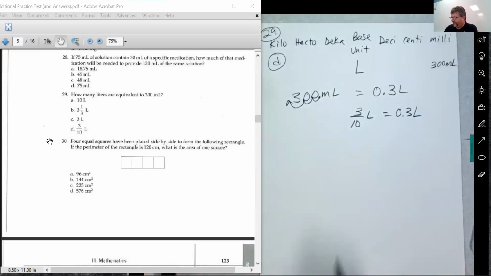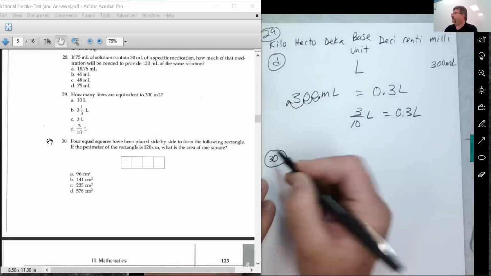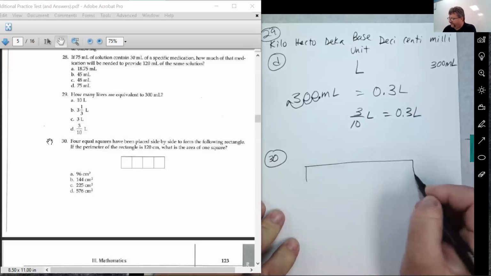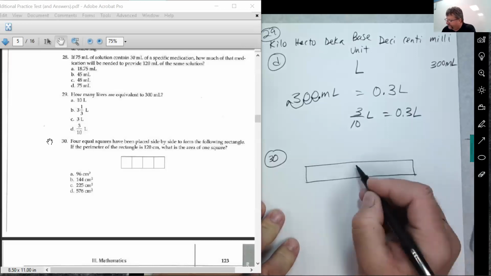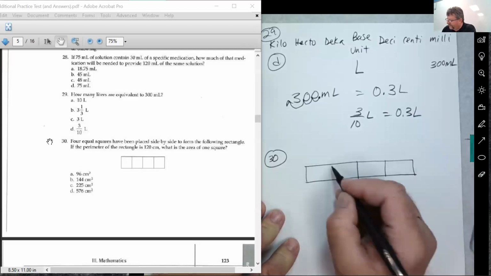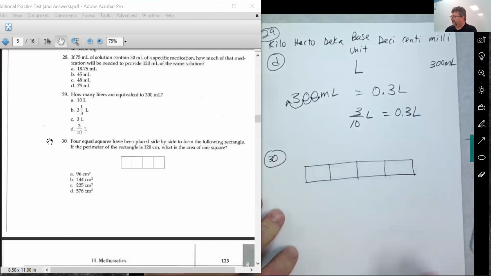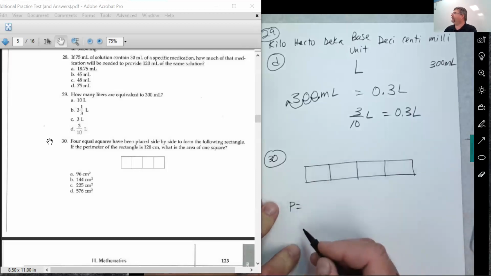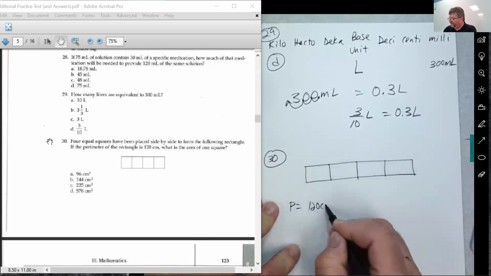All right, 30. 4 equal squares have been placed side by side to form the following rectangle. If the perimeter of the rectangle is 120 centimeters, what is the area of one of the squares? All right, so we're mixing up perimeters and areas here, number one. Let me attempt to draw it. We'll pretend those are squares, close enough. I know that the perimeter all the way around is 120 centimeters.